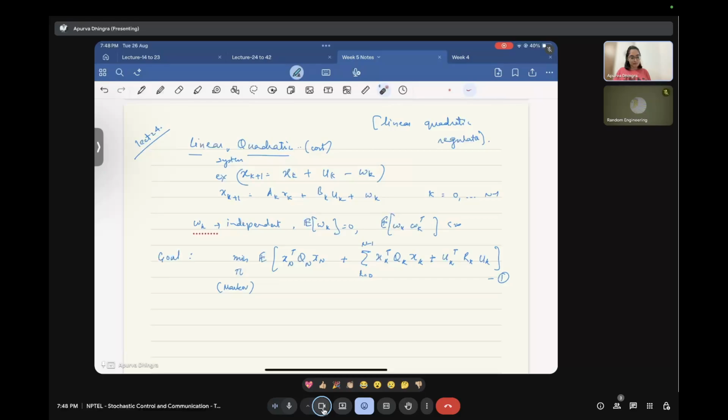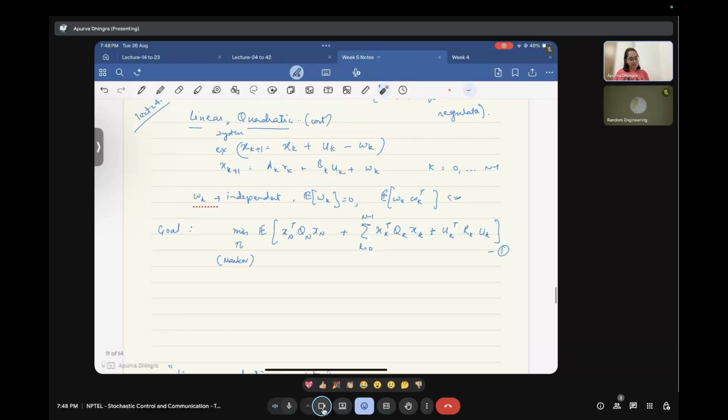And then there is wk, which is some noise. There are three conditions on this noise. The first one is that it is independent, meaning wk and wk minus 1, or any wk and wj, are not related to each other. And second, the mean is 0, so the noise has no mean, but the covariance is finite. These are the only conditions on wk.